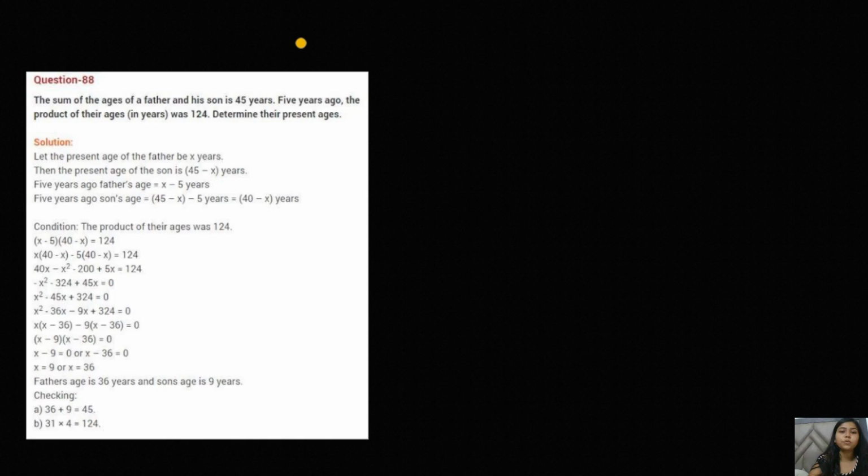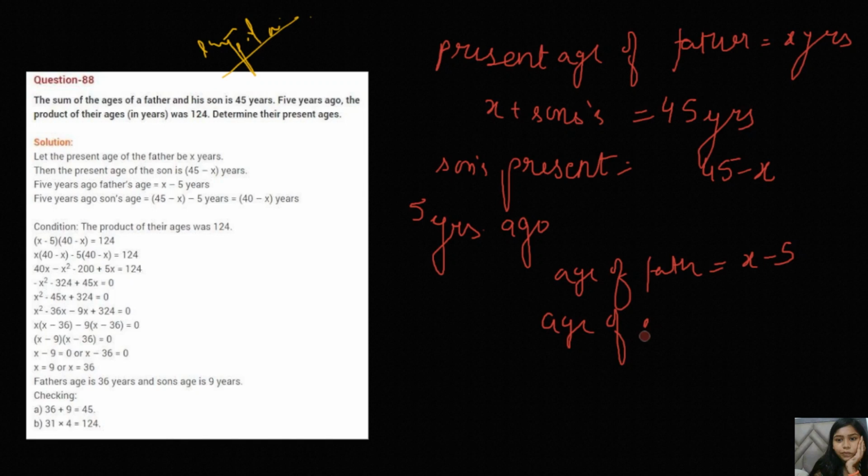So we can easily know that the son's present age is 45 minus x. Am I right? Now, 5 years ago. In these types of questions we just write 5 years ago. Suppose my age is 22, then 5 years ago my age would be 17. Similarly, the age of the father 5 years ago will be x minus 5, and the age of the son will be 45 minus x minus 5, that means 40 minus x. Am I right?